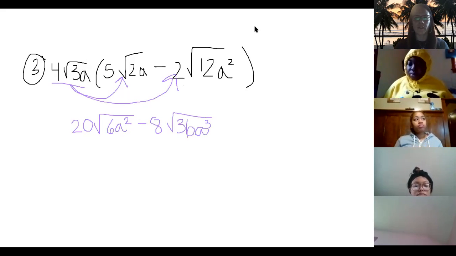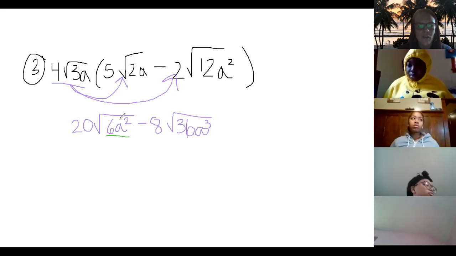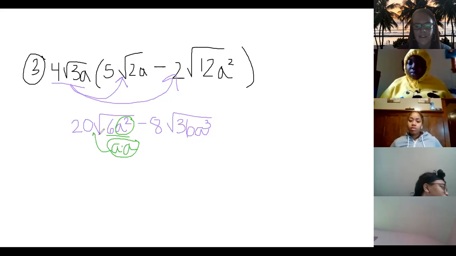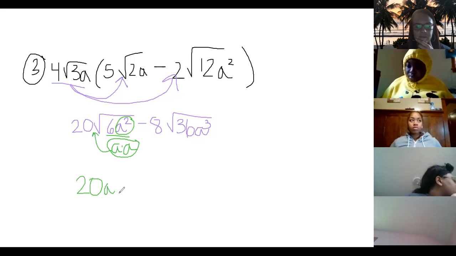Okay, now after we multiply, we need to simplify. On this first one, the only thing I can do in this radical is I can take out this a squared. So remember, a squared really means a times a. So it has one partner, 1a, that I can pull out of the radical. That's it. The 6, I can't break it down. It's not going to matter anyway. So that's going to stay on the inside. So this radical should read 20a square root of 6.